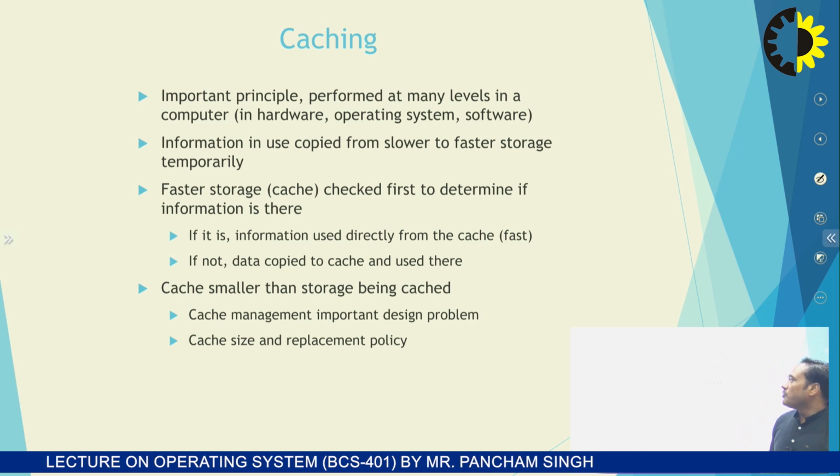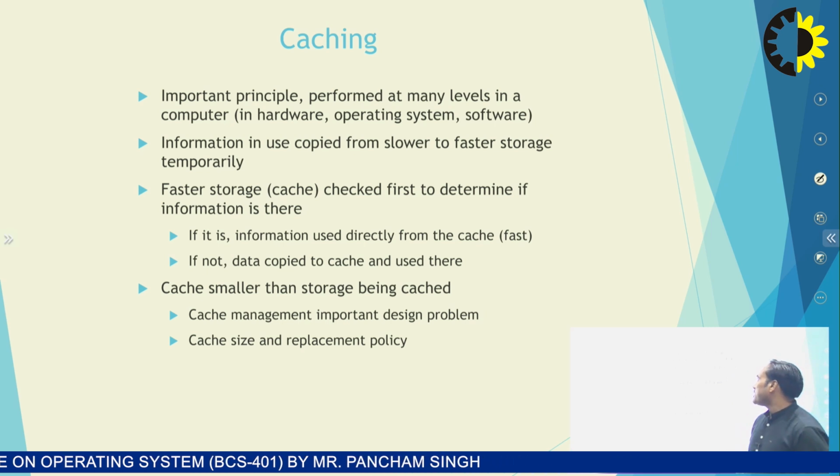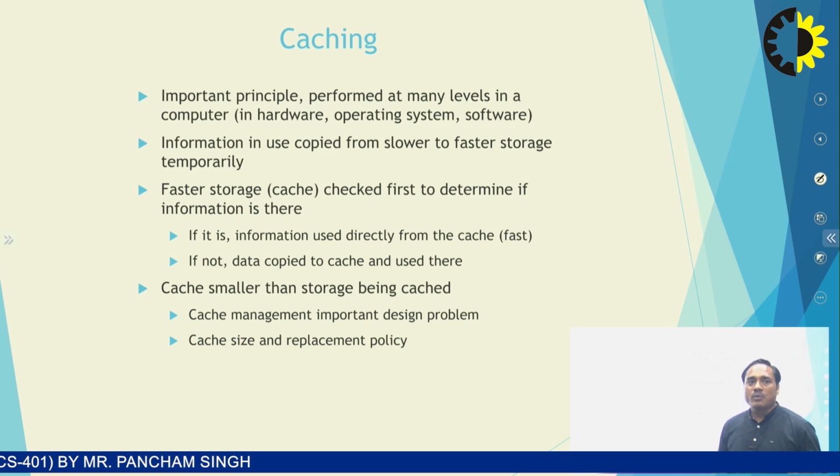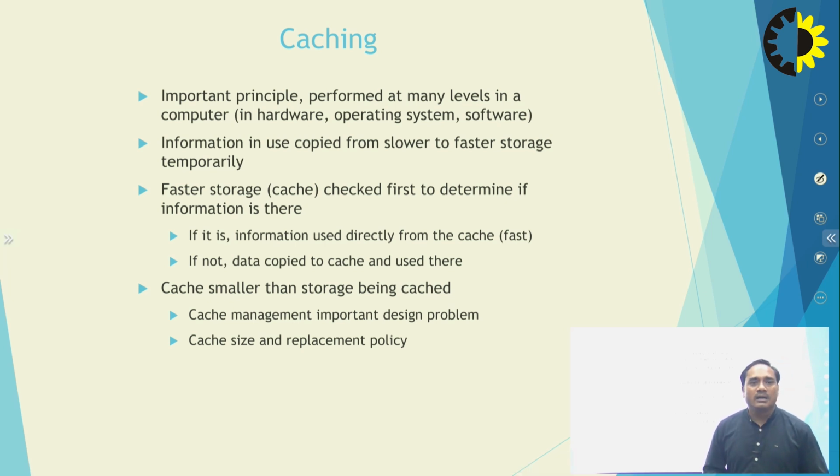Now the next point is information is copied from the slower to the faster storage temporarily. Data can be copied from slower to faster or faster to slower. It depends upon the hierarchy, because you are moving in both directions, from top to bottom and bottom to top. If you increase the size of the storage, speed is going to decrease. If you reduce the size of the storage, the speed is going to increase. So it depends upon the storage. The faster storage is the cache. So cache is the fastest storage.